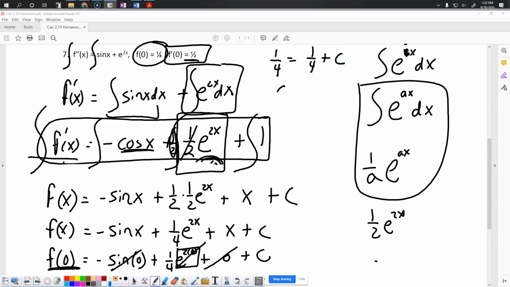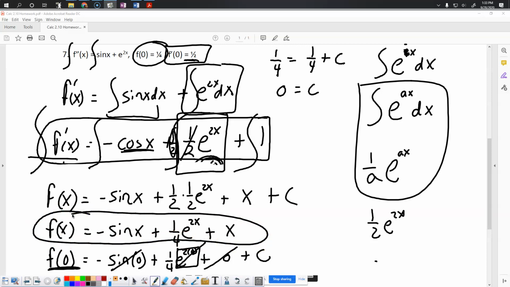And if I subtract the 1/4 on both sides, I get a c value of 0, which means that you can put 0 in for c if you want to, but we can also just take it off, because if you add 0, it doesn't really do anything, right? And so here is our final answer for number 7.